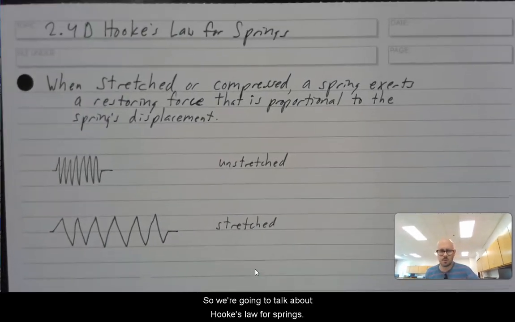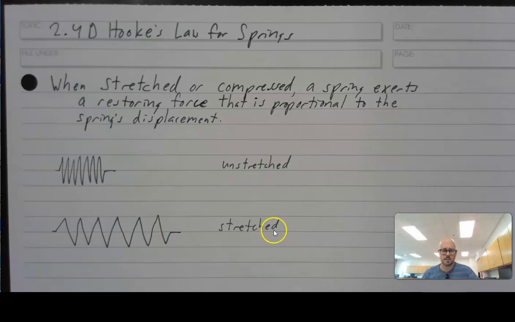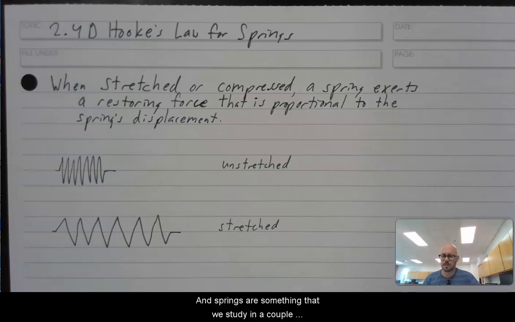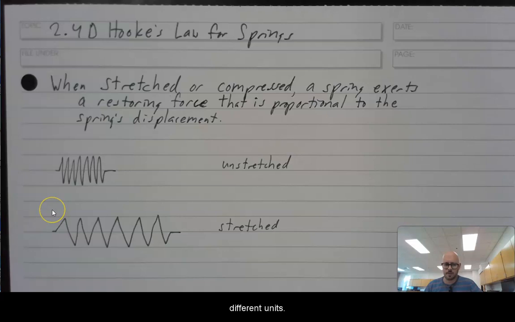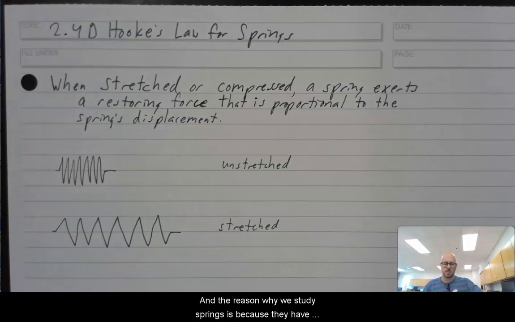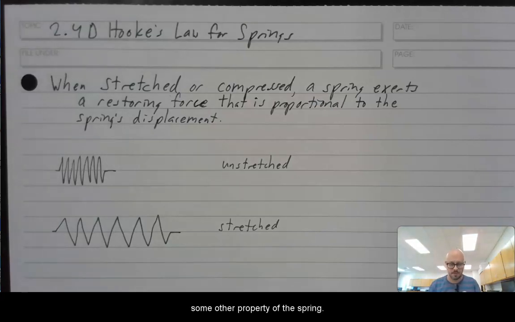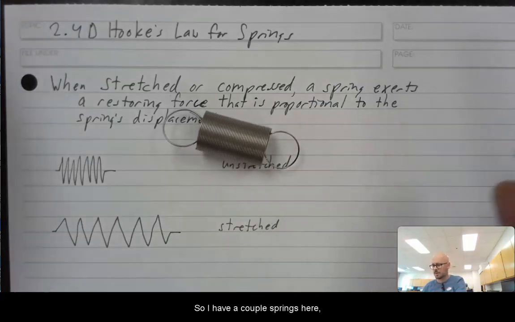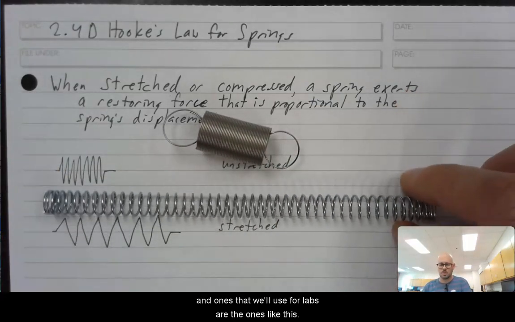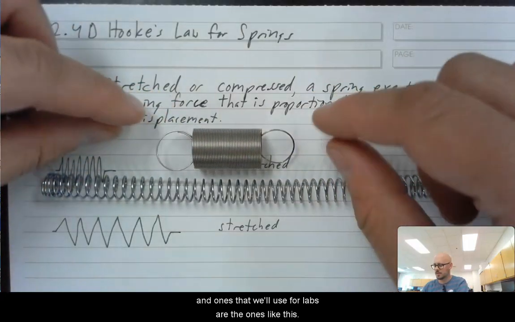So we're going to talk about Hooke's law for springs, and springs are something that we study in a couple different units. They have some good utility, and the reason why we study springs is because they have a variable force. In other words, a force that depends on some other property of the spring, and in this case, it's displacement. So I have a couple springs here, and ones that we'll use for labs are the ones like this.